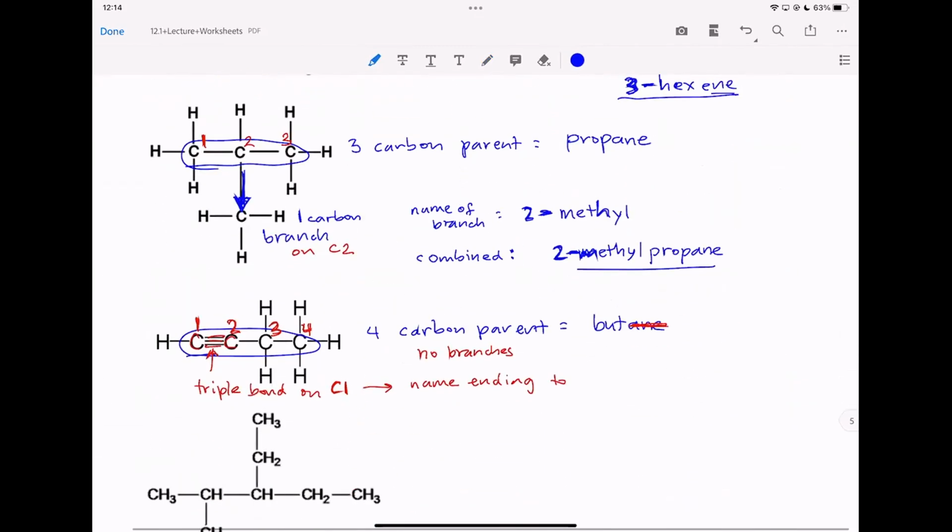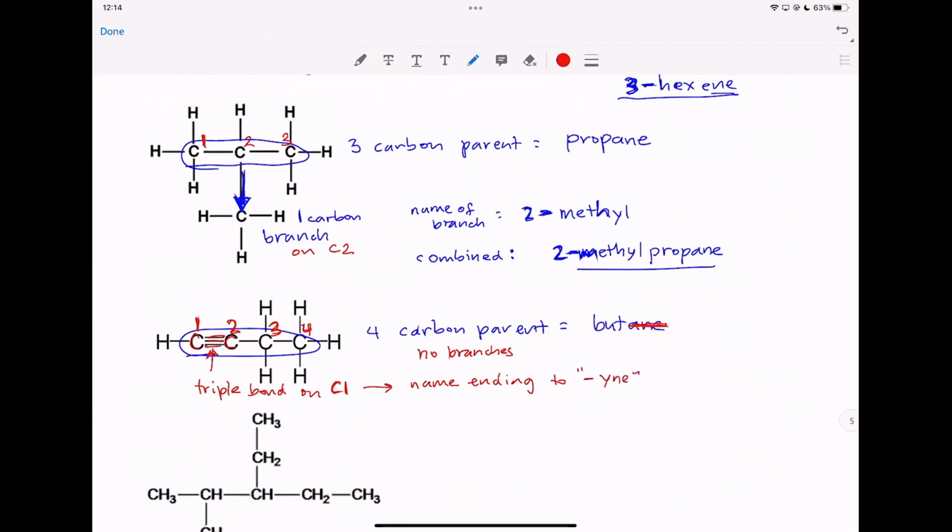And so I'm going to change the name ending to the YNE and add the location to the front. So this name is going to be a 1 and then butyne. Because we can get rid of ones, this one we could just call butyne. So those are 2 possible names.